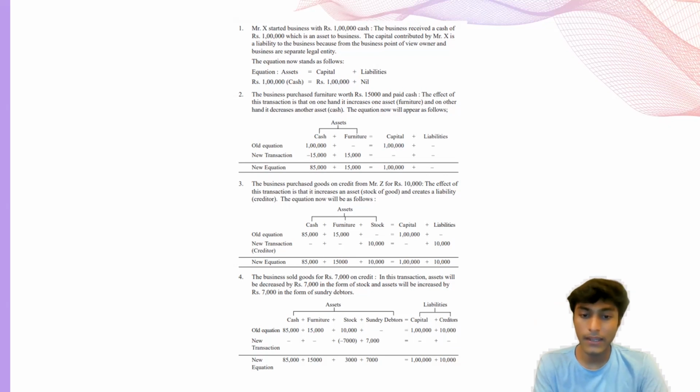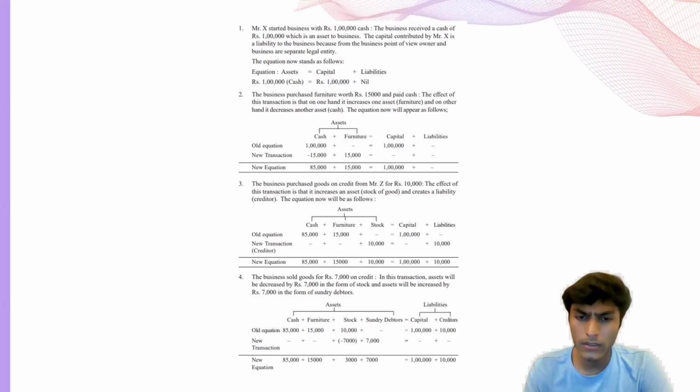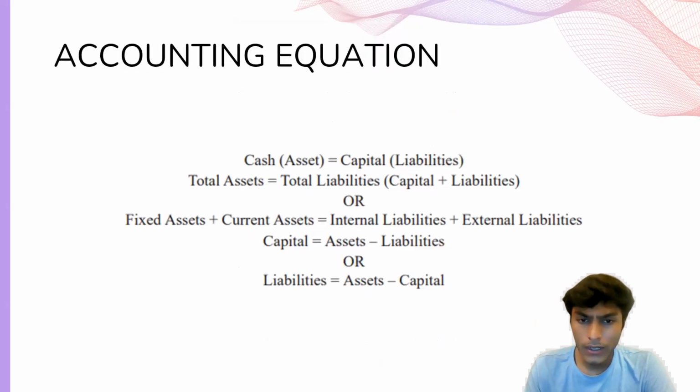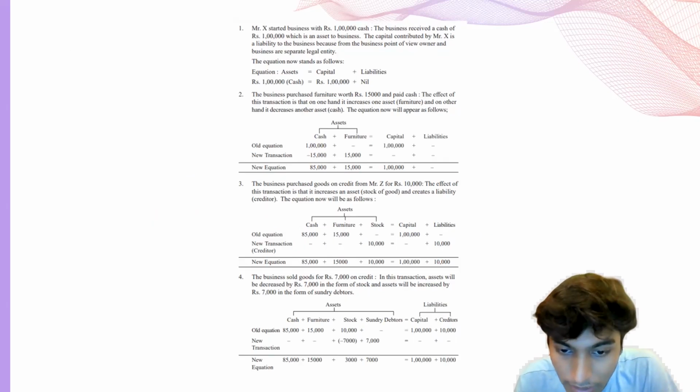So the net effect is again the same. The total asset is 1 lakh 10,000 and the total liability is again 1 lakh 10,000. So we have matched the standard equation, which is that the total asset would always be equal to the total liability. We have matched this particular standard equation in each and every transaction that we have done.